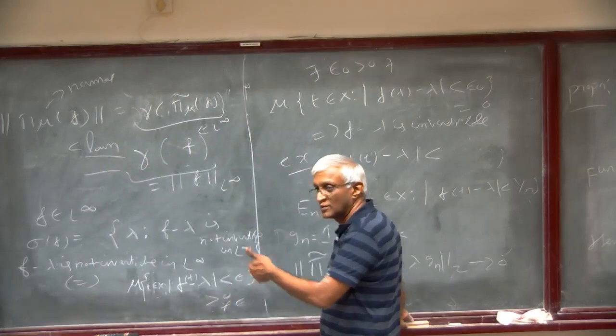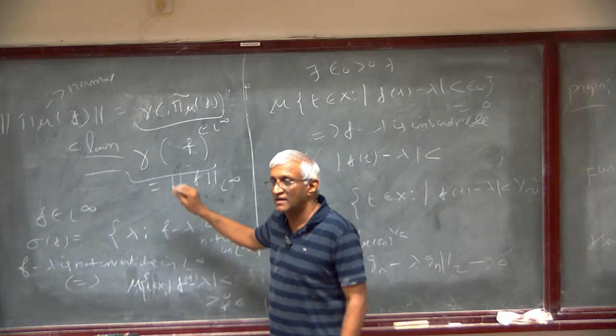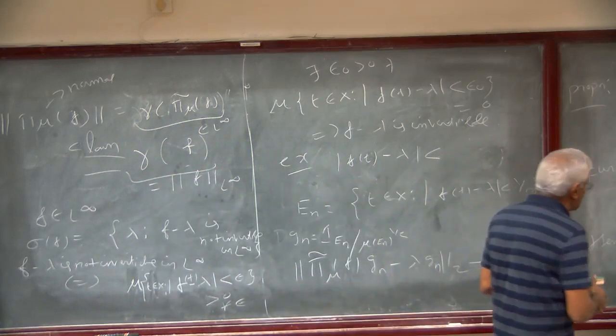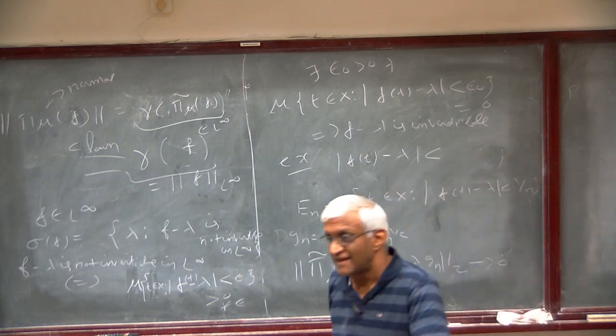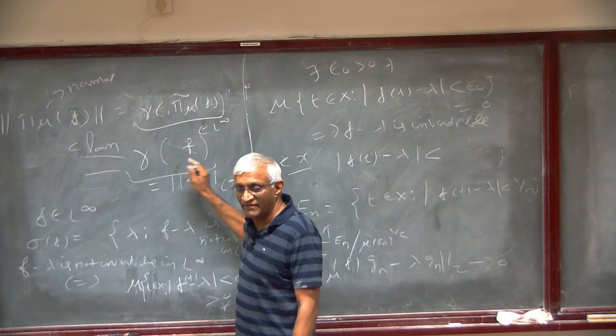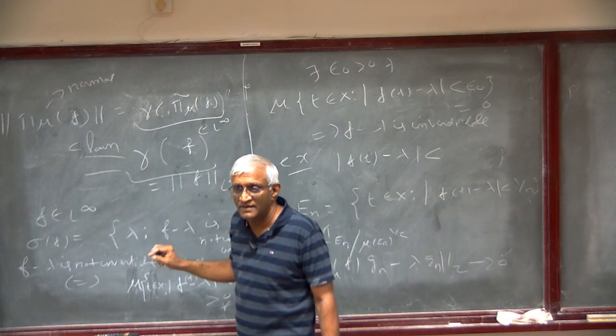Shall I write it? And you will note it. The spectral radius of pi mu of f is the same as... it is a good exercise. I mean, it's not difficult. Just need some private space. The exercise is: the spectral radius of f, for f in L infinity, is the same as the spectral radius of pi mu of f.